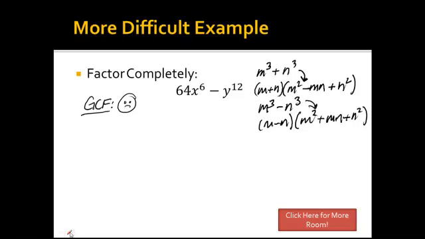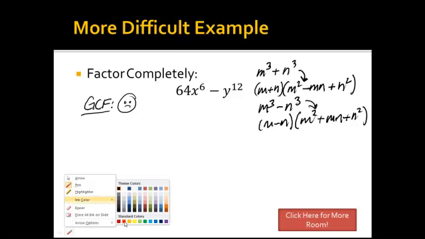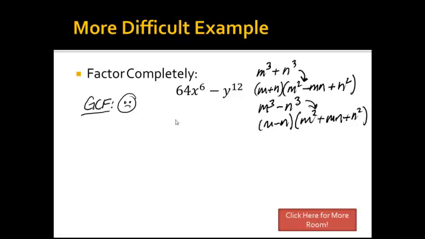So here's what I'm going to do. I'm going to look at this thing and see relatively quickly that 64 is a perfect cube, and so is x to the 6th. So let's think about this. For 64, what did I cube to get that? 4. For x to the 6th, what did I cube to get that? x squared cubed.